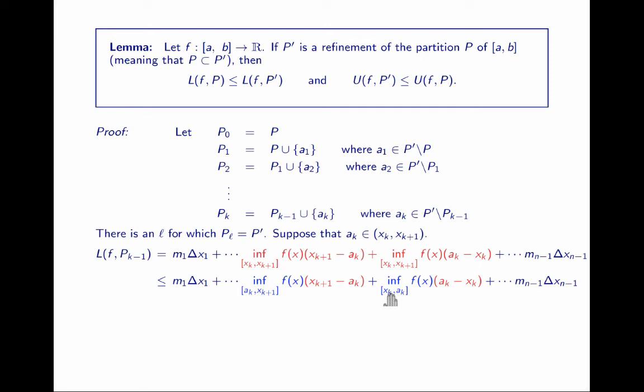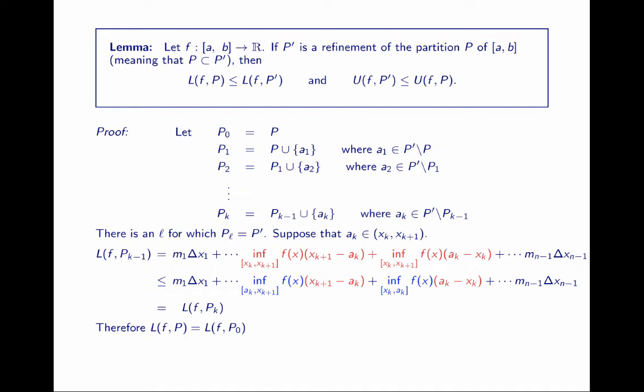Similarly, with the interval [xk, ak], because that's a subinterval of [xk, xk+1], the infimum has to be either bigger than it was before or the same. Well, what this is less than or equal to, in other words, this line here, is precisely the lower sum of the kth partition. In other words, by adding one point to the (k-1)st partition to get the refinement Pk, I have either increased or kept the lower sum the same.